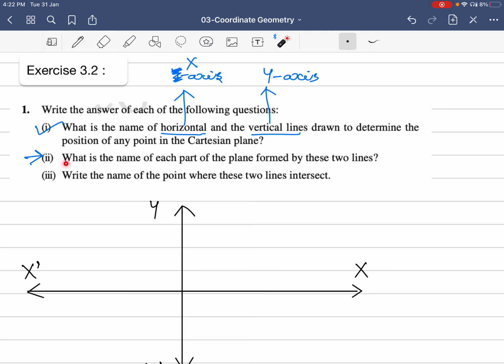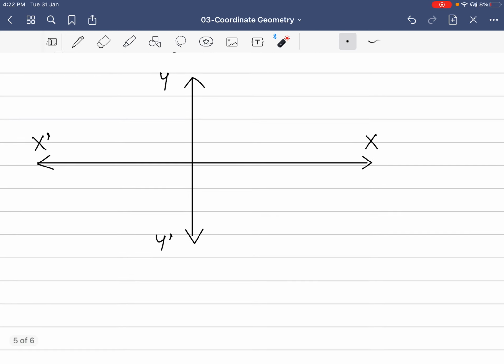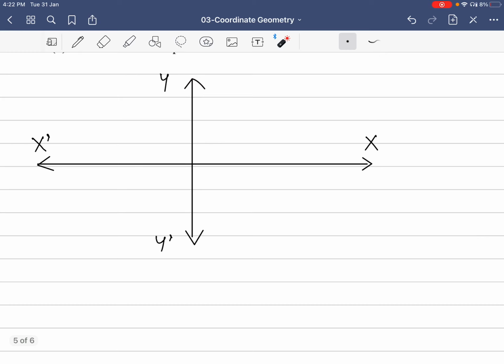The second one reads, what is the name of each part of the plane formed by these two lines? Okay, so as you can see, these two lines, let's come down. These two lines have cut the plane into four different parts. So what are the names of these parts? We know this is called quadrant 1. So quadrant 1. This is called quadrant 2. So this is quadrant 2.